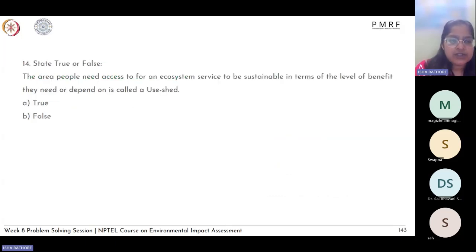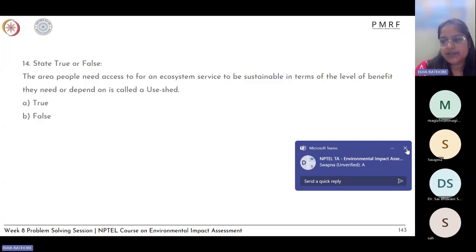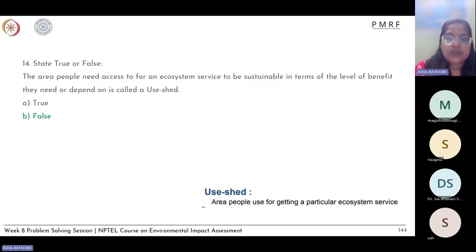Now, moving on to the next question, state true or false. The area people need access to for an ecosystem service to be sustainable in terms of the level of benefit they need or depend on is called a U-shed. Is the statement true or false? Here we have an answer A, another A, another A. So the statement is false. U-shed is the area people use for getting a particular ecosystem service. So this is not the correct definition of U-shed.